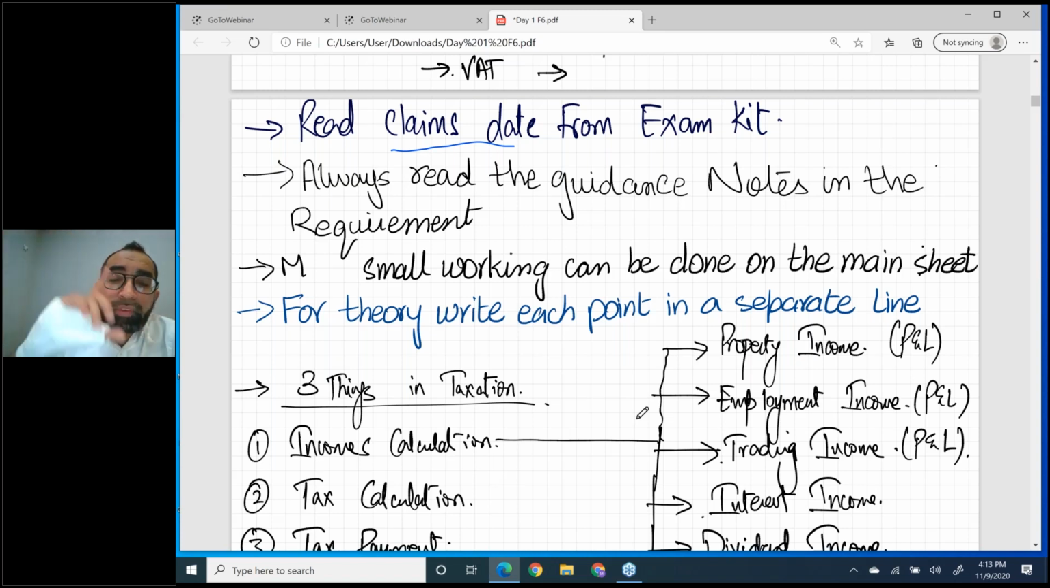Okay, now for theory, write each point in a separate line. If, for example, you have to write three points of theory, it's better to use three separate lines. In this way the marker can give you marks easily. It's easy for the marker to check the paper, right? Just put your feet in the marker's shoes, and you will understand.